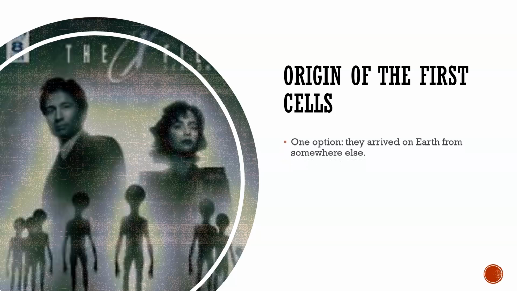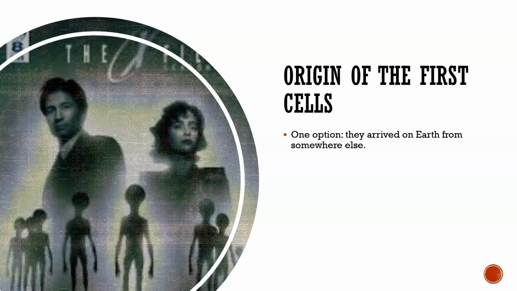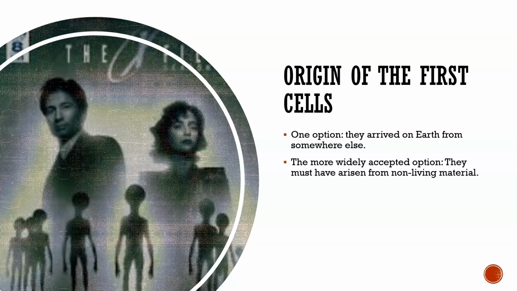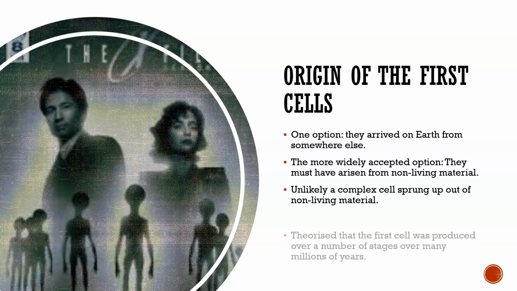The origin of the first cells. One opinion, they arrived on Earth from elsewhere. The more widely accepted opinion, they must have arisen somehow from some non-living material. Unlikely that a complex cell sprung up out of non-living material. So had some non-living material, and next thing we've got a complex cell. So it's unlikely that that has happened.